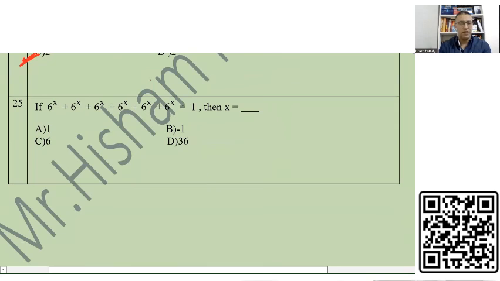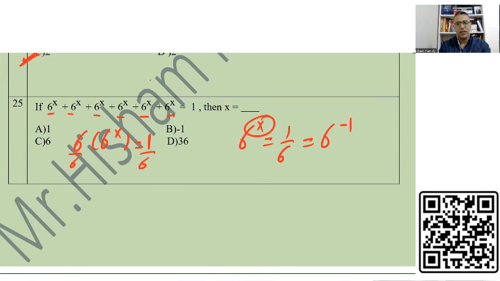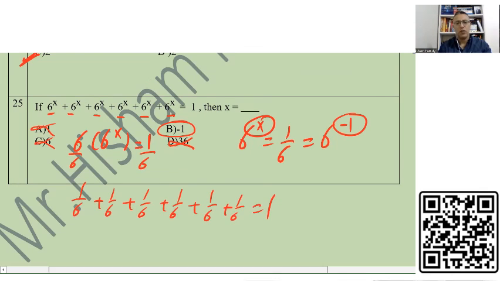Let's go to question number 25. Apple and apple, apple, apple, apple, apple: 6 apples. So 6 by 6 power x is equal to 1. If I divide both sides by 6, 6 power x is equal to 1 over 6, which is equal to 6 power negative 1, so x is equal to negative 1. It's clear that it's not 36, it's not 6, it's not 1. So I'm going with the negative value. Because 1 over 6 plus 1 over 6 plus 1 over 6 plus 1 over 6, 6 times, is equal to 1.